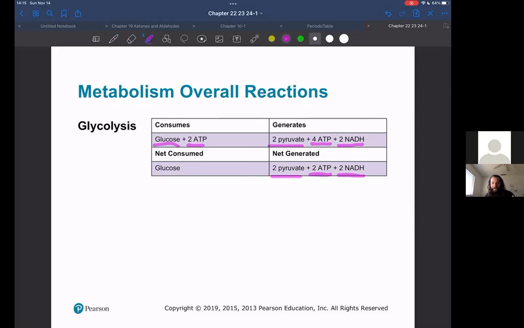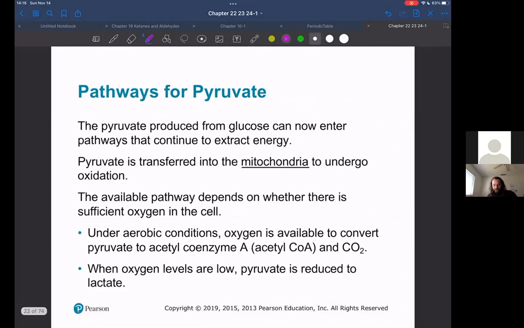This is a summary of the meat of what you really need to know from these glycolysis reactions. You should know that it requires 2 ATP, but that 4 ATP are produced, and thus there's a net of 2 ATP. This pyruvate is going to be important. We're going to see it get further catabolized. And then again, we're going to see later on how this NADH gets converted into ATP as well. So now that our glucose has been broken into these 2 molecules of pyruvate, that pyruvate is going to be transferred into the mitochondria where it's going to undergo oxidation.